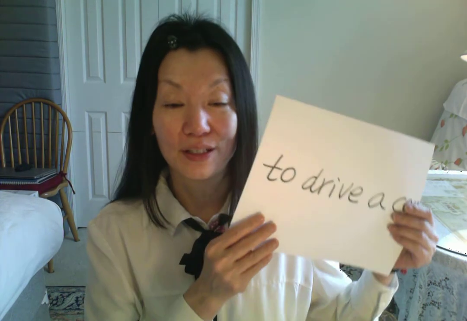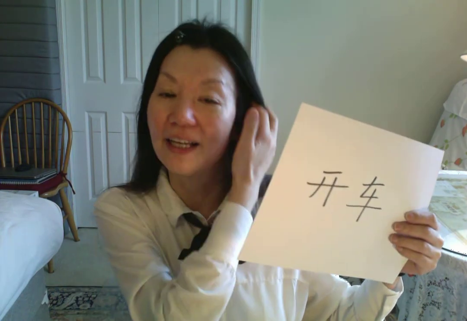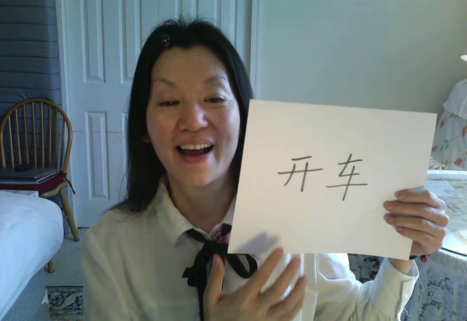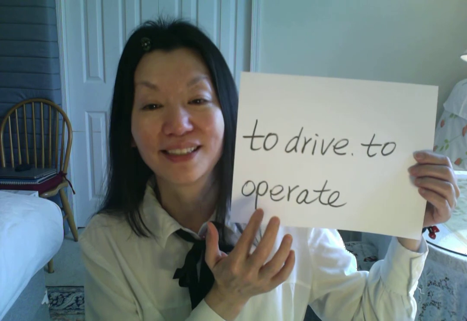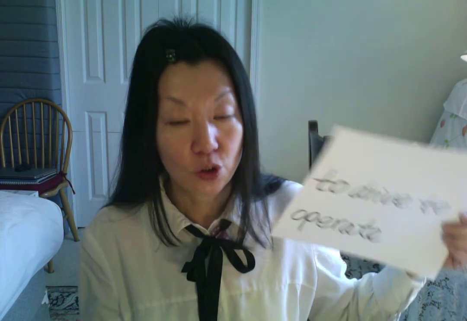To drive a car in Chinese, what we say here? Characters here. Okay. 开车. To drive a car. 开车, okay. Let me see next. To drive or to operate, in Chinese, we say 开, to drive, to operate. 开, okay. Now we see next.